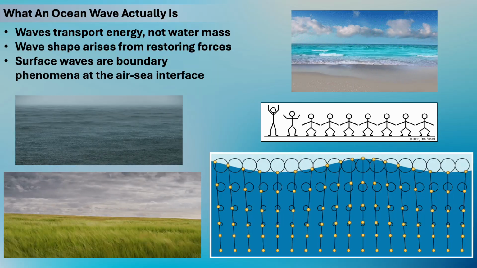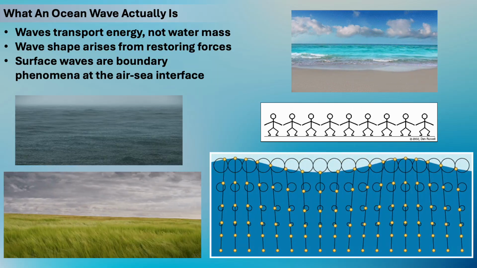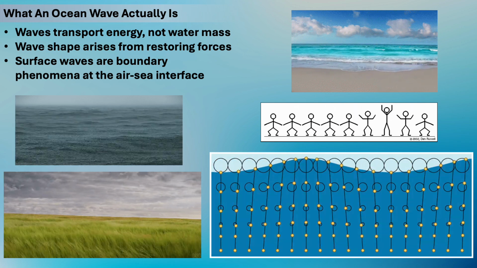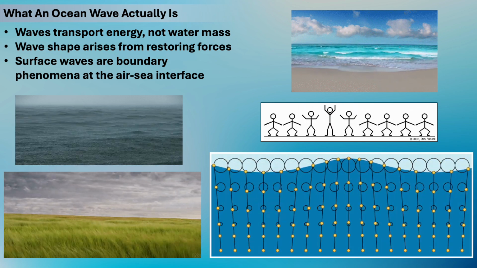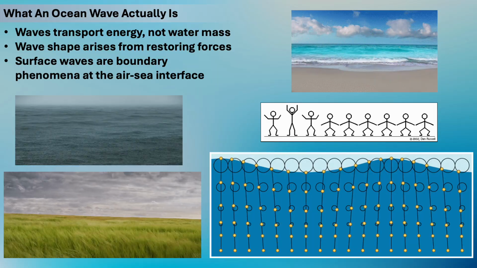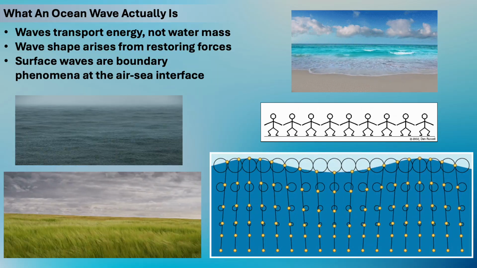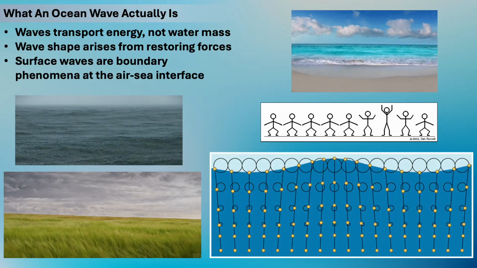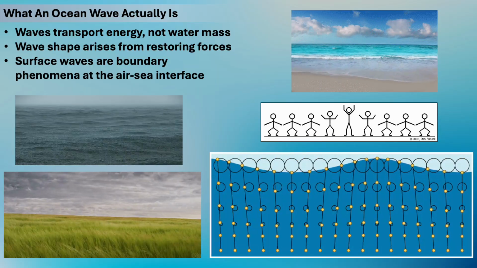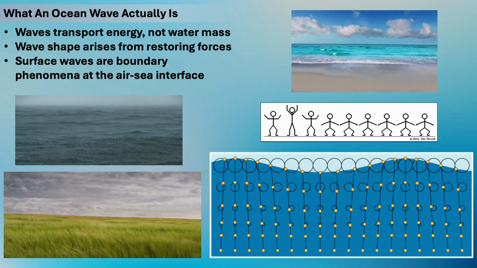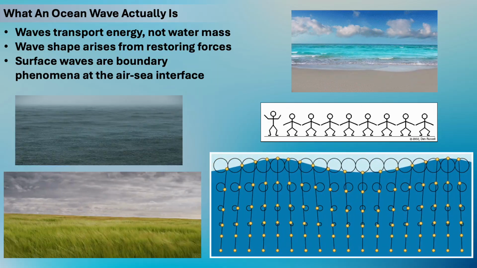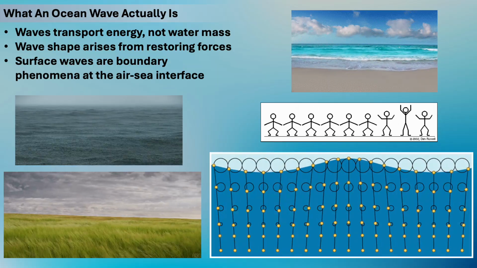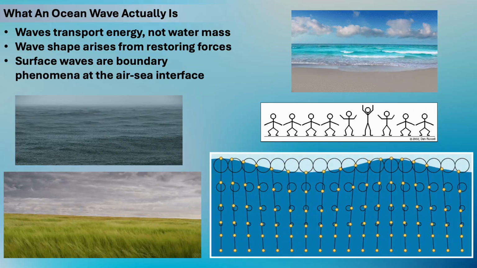Take a look at the image on the right side of the slide. The yellow dots represent a particular water molecule. Notice the top row at the surface. The wave makes it appear that water is moving from left to right, but the reality is that a particular molecule of water is simply moving in a circle. So when a wave passes through, water is not actually traveling very far. It is simply the energy that is moving.